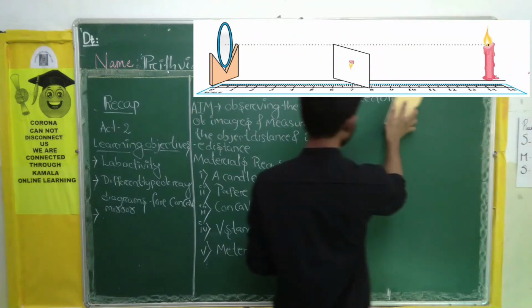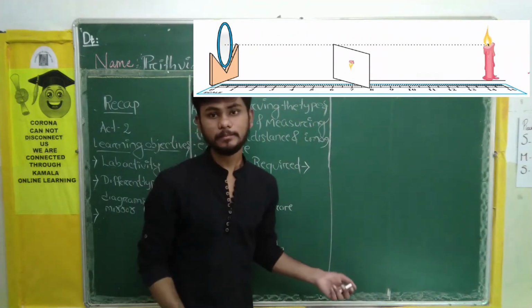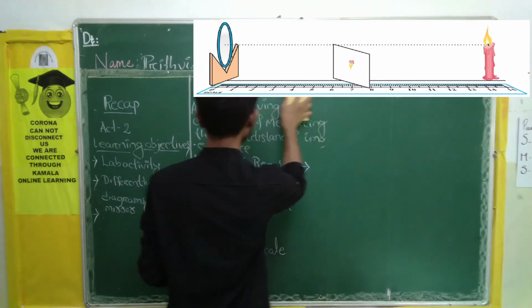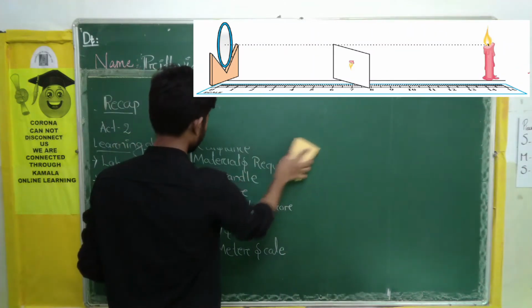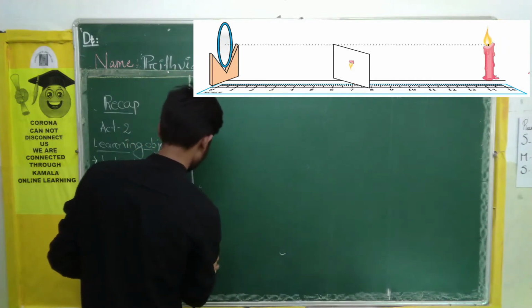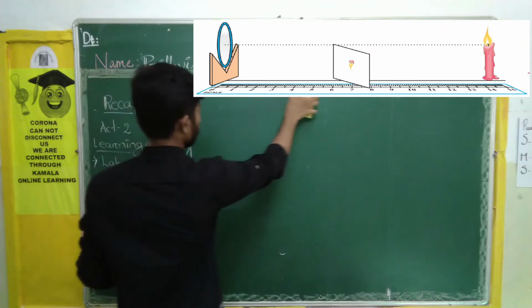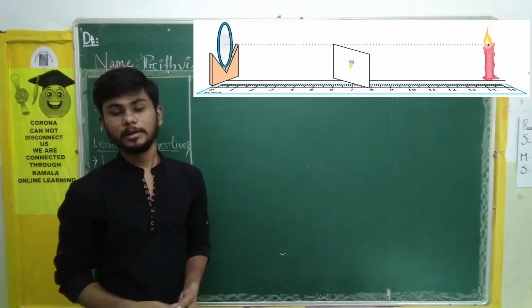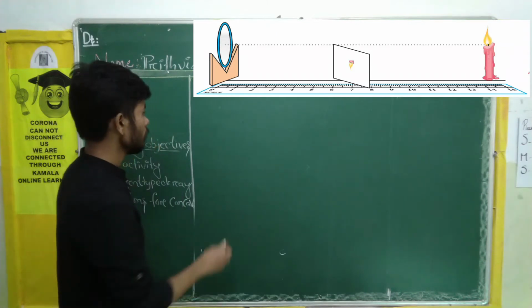I hope throughout the experiment you people can see the diagram. Now let me explain the procedure. After procedure, students, you can write observation and after that conclusion. So now procedure.